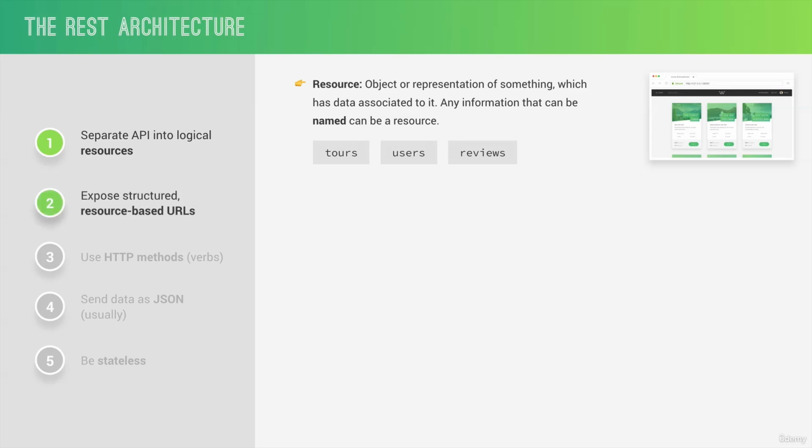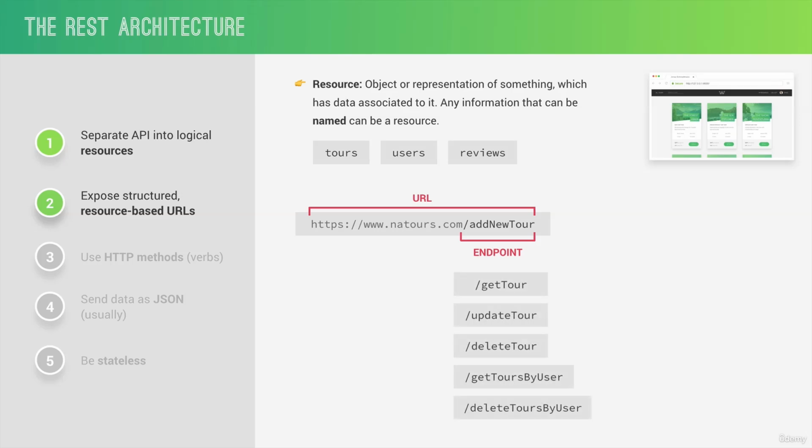Now, we need to expose, which means to make available, the data using some structured URLs that the client can send requests to. For example, something like this. So this entire address is called the URL, and this add new tour is called an API endpoint. So our API will have many different endpoints, just like these fictional endpoints that I have here, each of which will send different data back to the client, or also perform different actions.